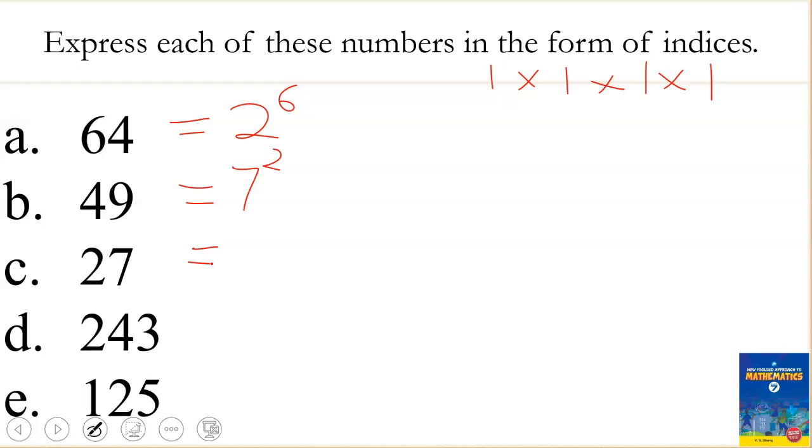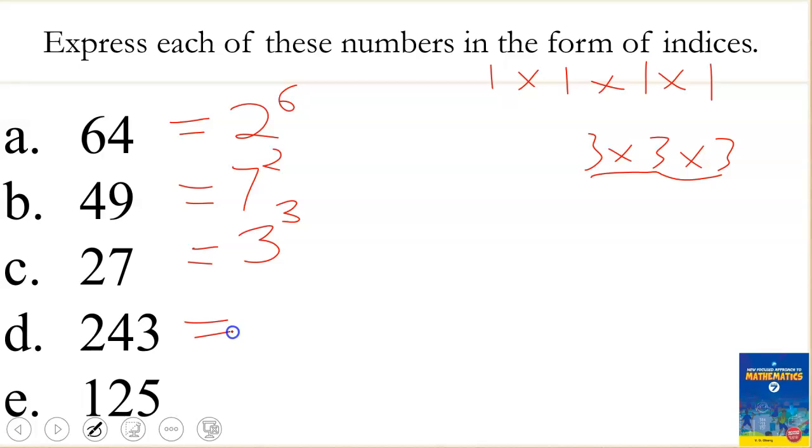When I pick 27, 2 cannot divide it, so I wouldn't choose 2. 3, okay, 3, because I know multiples of 3 can get us 27. I can say 3 times 3 times 3 will give me 27, because 3 times 3 is 9, 9 times 3 is 27. So this becomes 3 exponent 3.